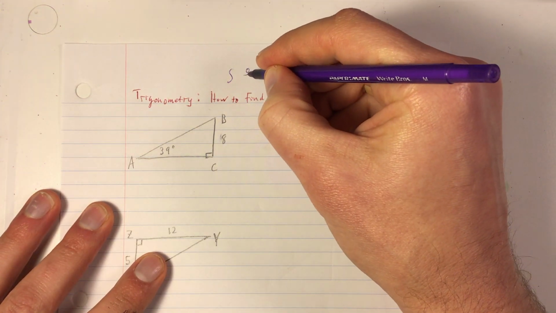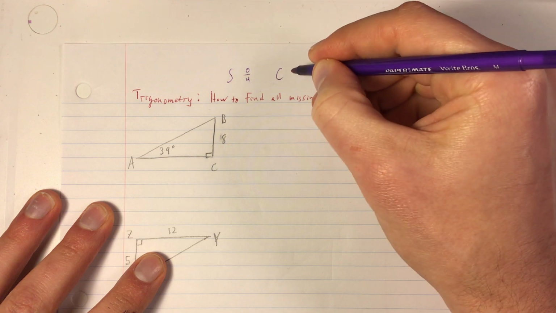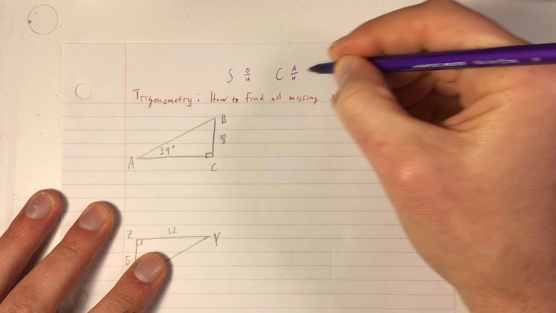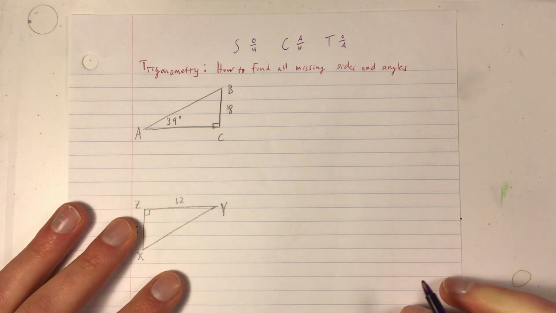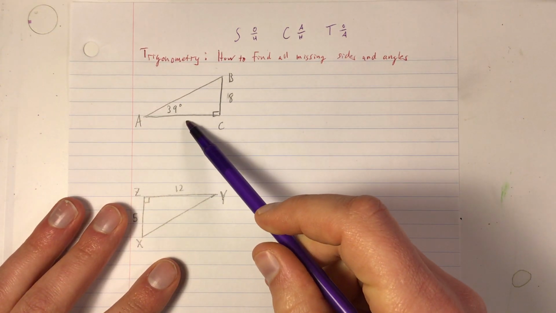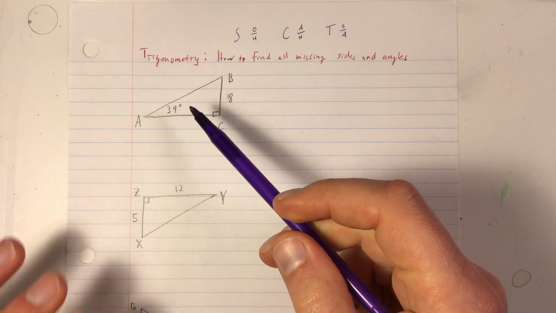Sine is opposite over hypotenuse. Cosine is adjacent over hypotenuse. Tangent is opposite over adjacent. So I've got to find the missing sides and missing angles for this.